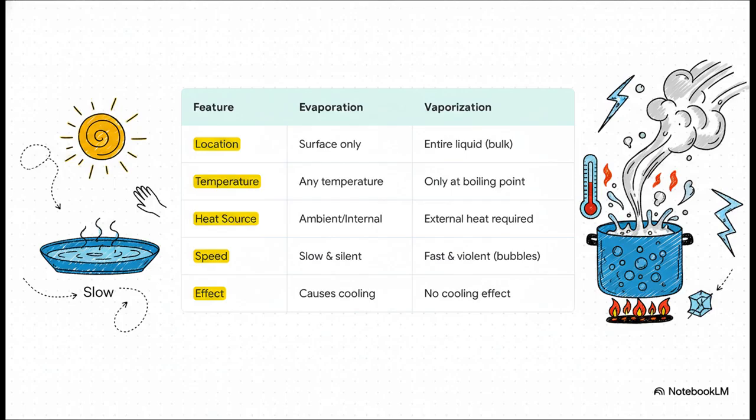Let's look at location. Evaporation is a surface-only gig. Vaporization happens through the whole liquid. What about temperature? Evaporation is casual. It happens whenever. Vaporization is picky, only at the boiling point. And the effect is the big giveaway. Evaporation is nature's AC. It causes cooling. Vaporization, no cooling involved. They really are two completely different things.